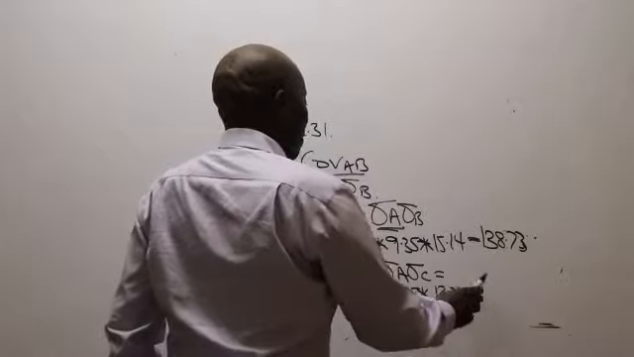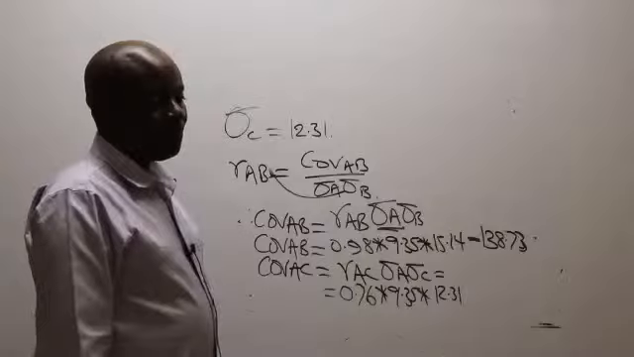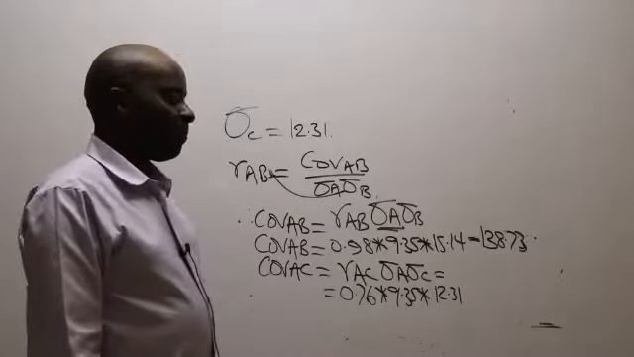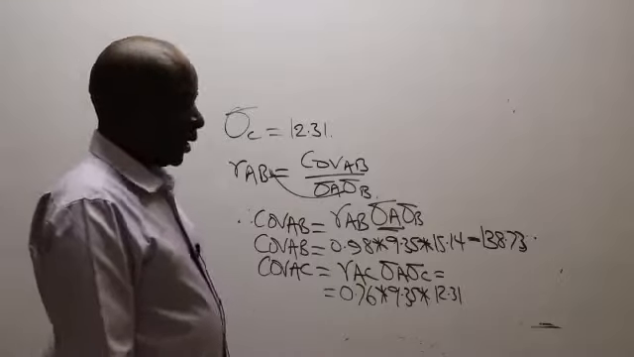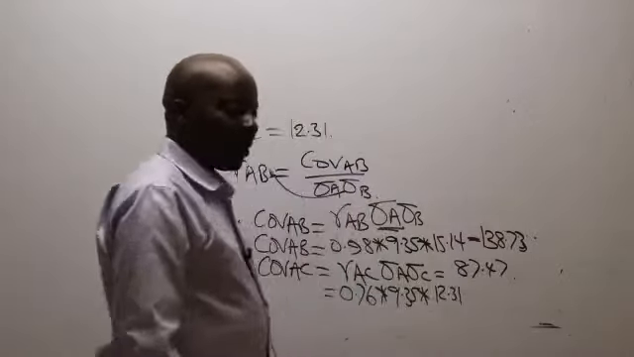So then could you kindly give me the covariance between A and C? 87.47.